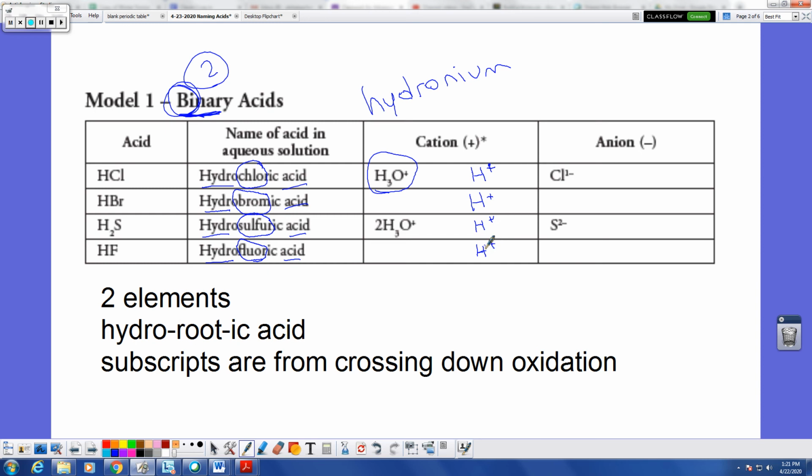Okay, and then your anion, this first one was Cl minus 1. No subscripts. 1-to-1 ratio, you don't need any subscripts. This is a 1-to-1 ratio also, so that anion is going to be Br minus 1. Okay, and then here we have H2S. That 2 crossed from the S, so that's why it's S minus 2. No subscripts, so again, this F is going to be F minus 1. Okay, so that's your binary acids.